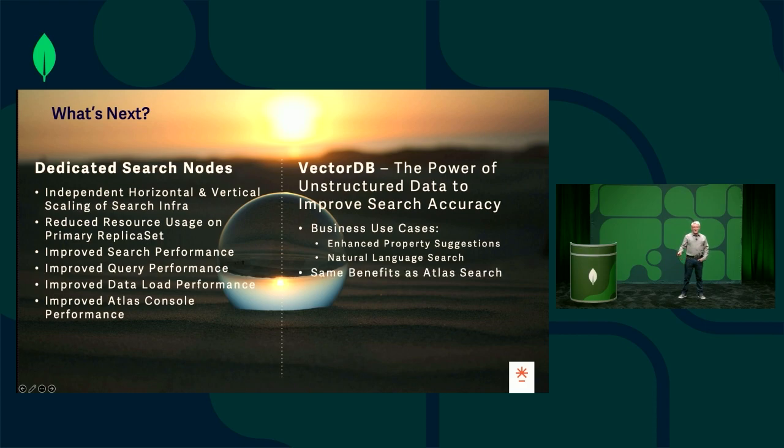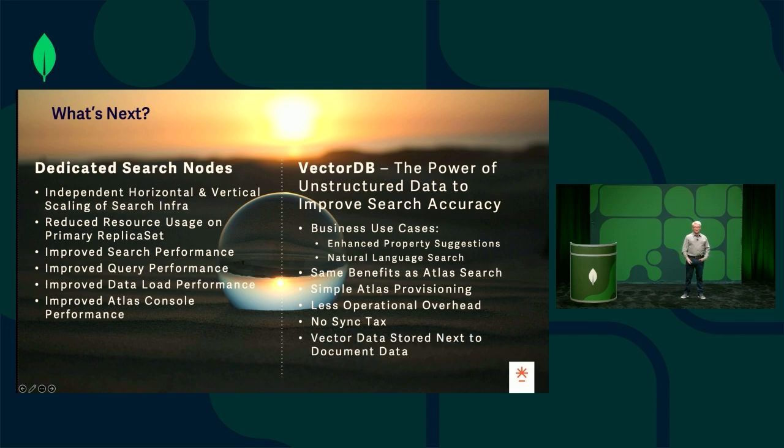It gives you the same benefits as Atlas Search because it's the same deployment model. You don't have to think about vector, it's just there. The data is stored right next to your primary data. I'm skipping through the bullets pretty quickly. And there's no sync tax to have a separate vector database.